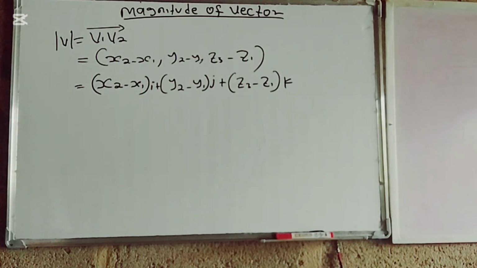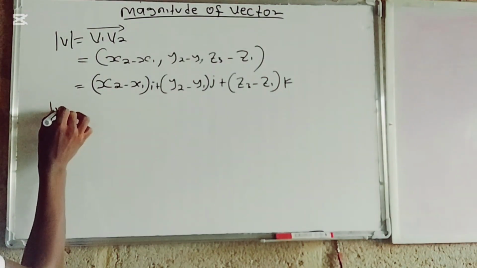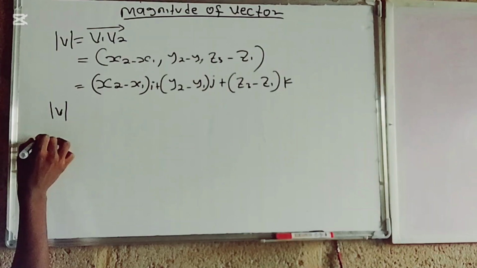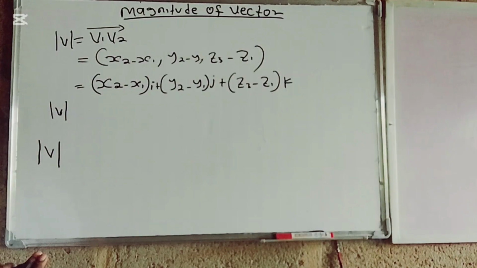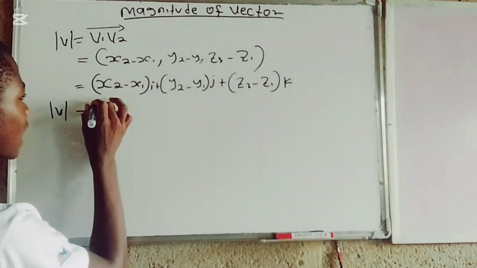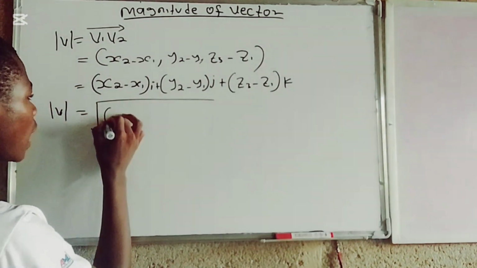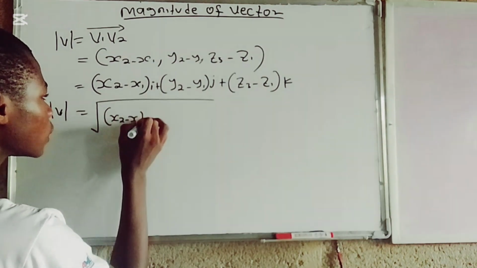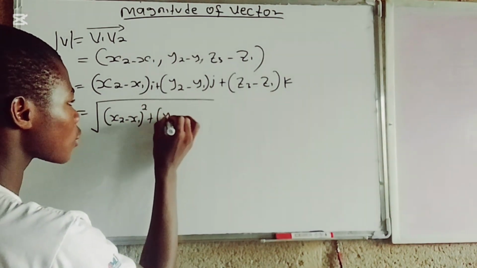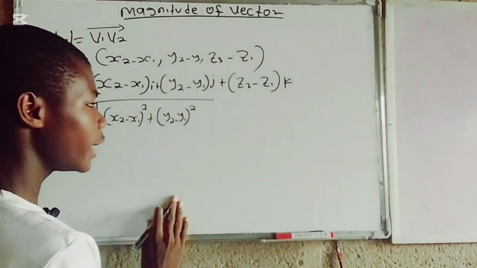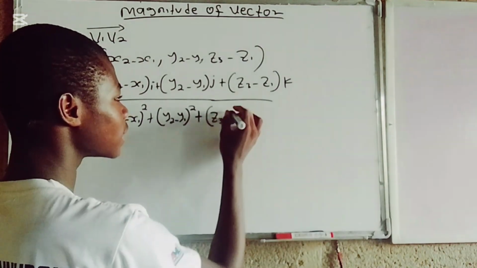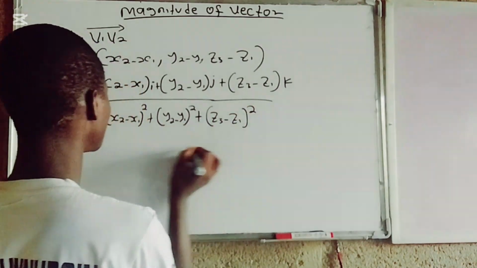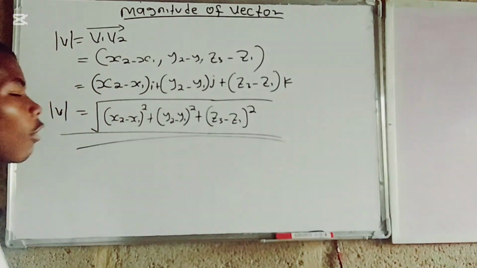k. At the end, if I am to find the magnitude of this vector, this absolute value that you are seeing indicates the magnitude of a vector. So this is the same thing as saying the square root of (x2 minus x1) squared plus (y2 minus y1) squared plus (z2 minus z1) squared. It will give you the magnitude of the vector.